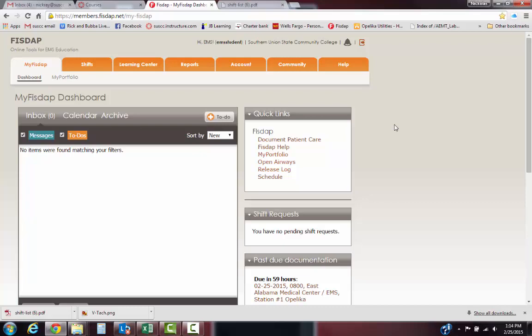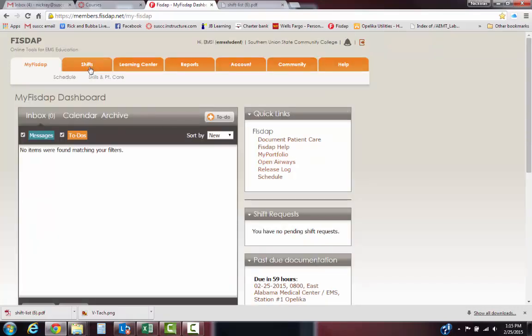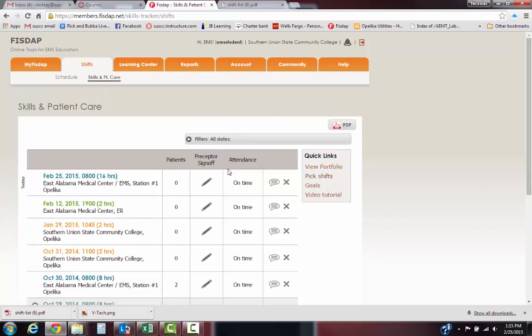So there's two ways you can find this. The first way is to look down here and see your different shifts. Of course, they're showing a few past due documentation shifts. But you can click on today's date, 2/25/2015, or you can also go to the Skills and Patient Care section. So I'm going to find Skills and Patient Care, and I'm going to click on it.